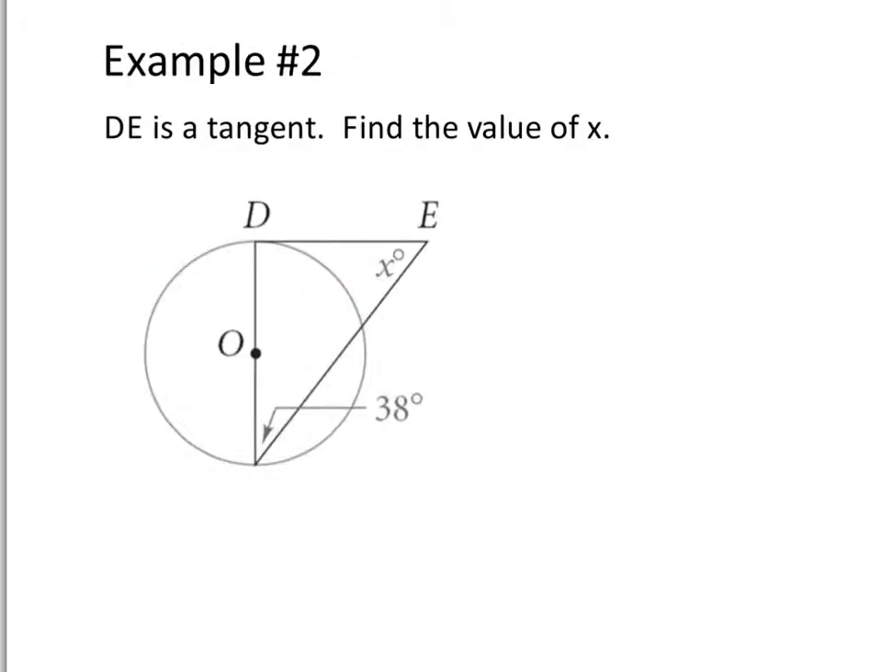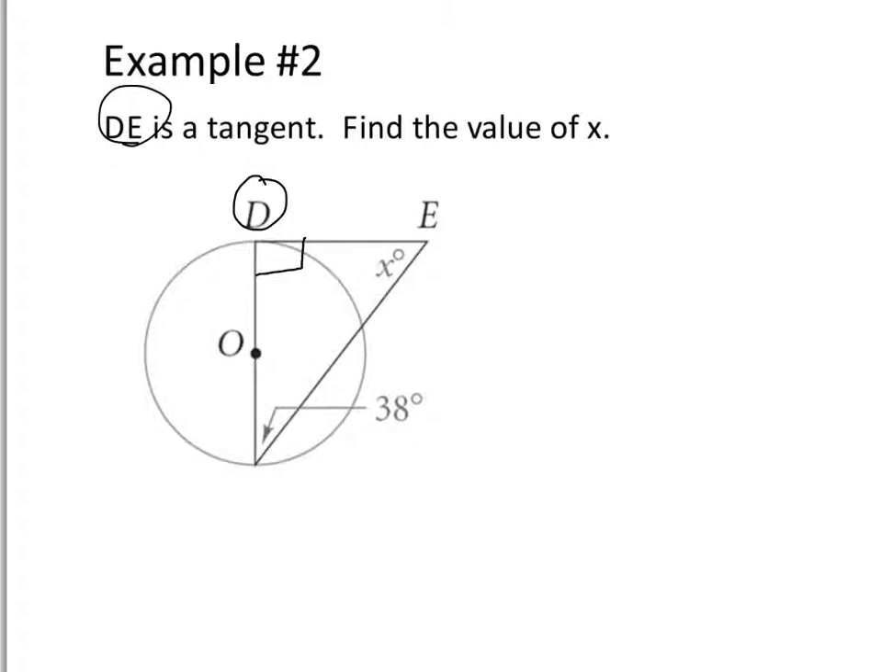Now to apply that theorem to this page, we have circle O with radius OD. And in this drawing, you're also given the fact that DE is a tangent. So because you have a radius and a tangent at the point of tangency, which is D, you have a right angle right here. That's what that theorem says. A radius and a tangent at the point of tangency is perpendicular.